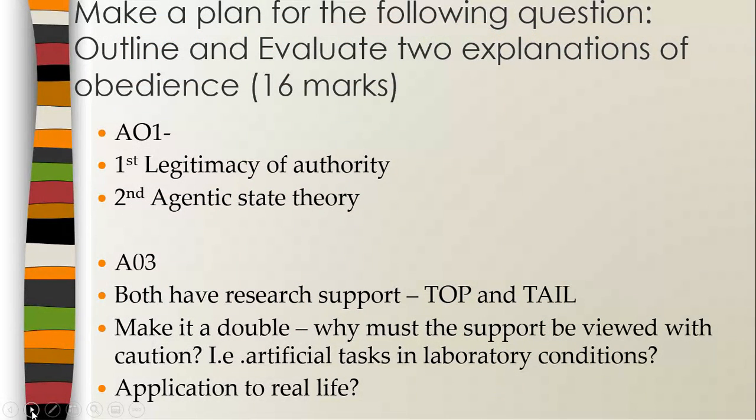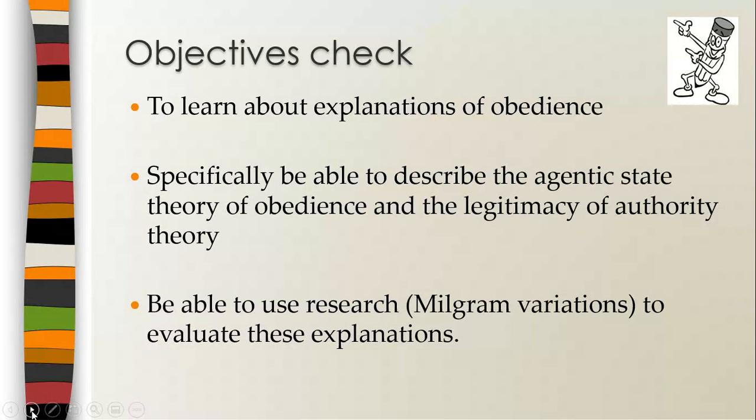In your booklet, there is a 16-mark question: outline and evaluate two explanations for obedience. So that is legitimacy and agentic state. You would need to define the two explanations for your AO1, and then for your AO3, use research support. Most likely use Milgram, but you can use any study, and then add some extra AO3 points in there. And that is what we have been through.